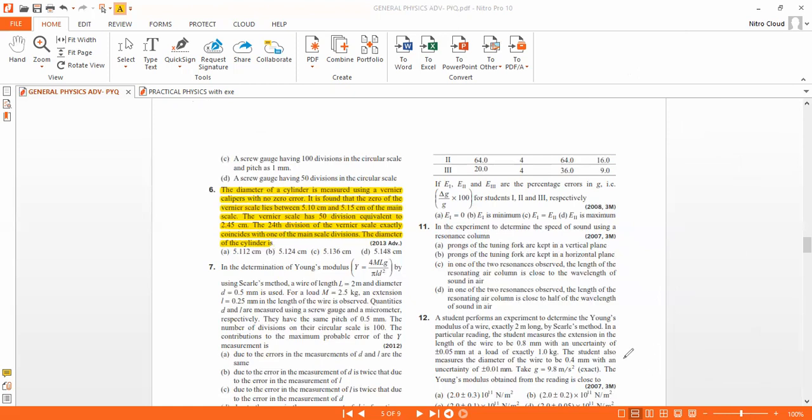What is the time now? 7:20. Once you try and complete, have dinner. Shall we keep another class after dinner? Okay, 9 o'clock or 9:30. By 9:30 we will keep.